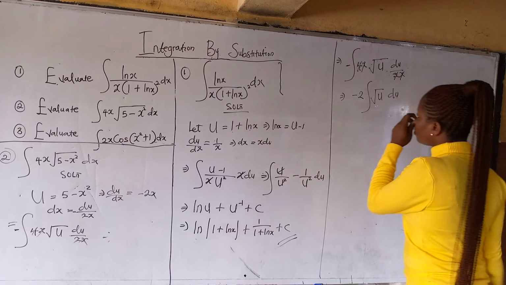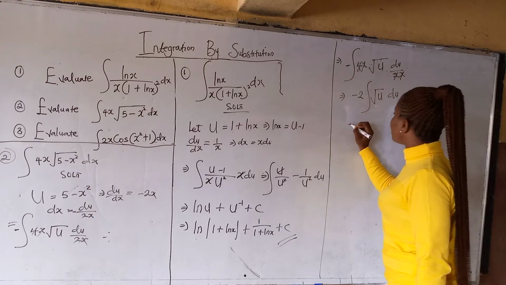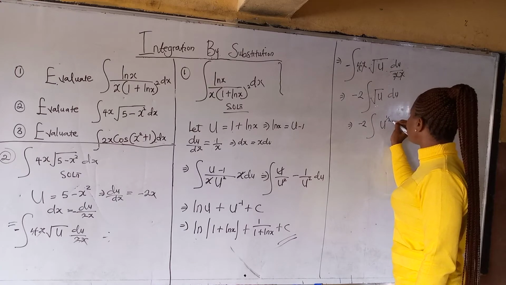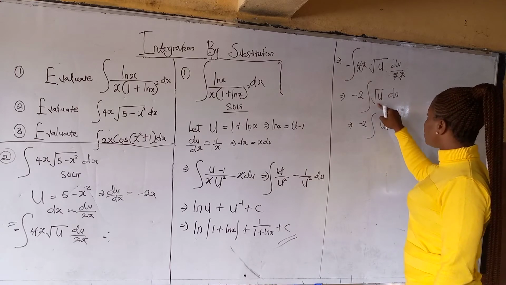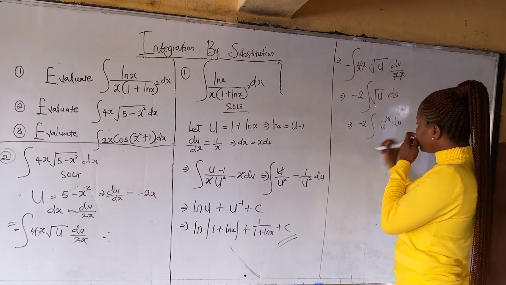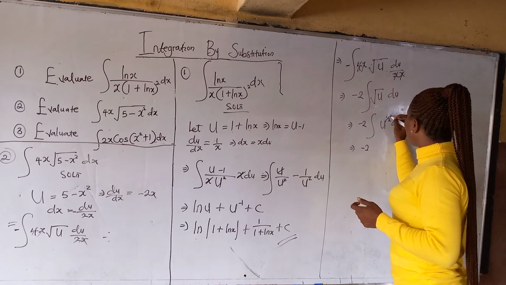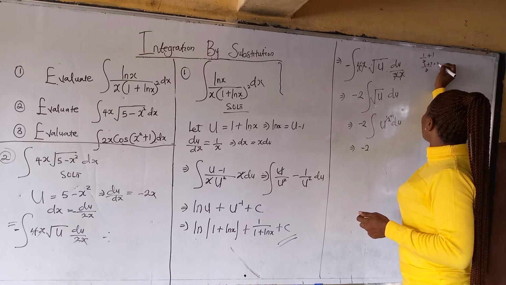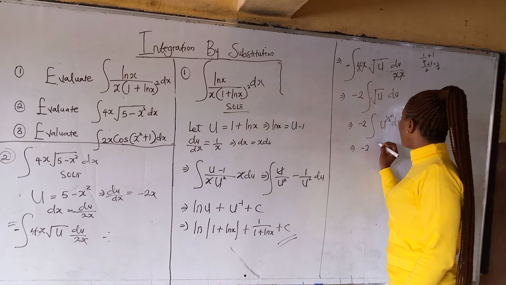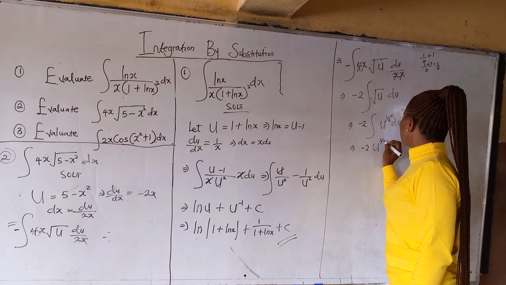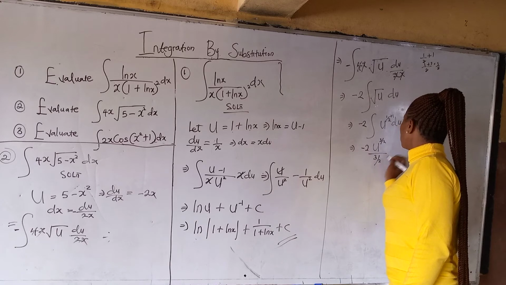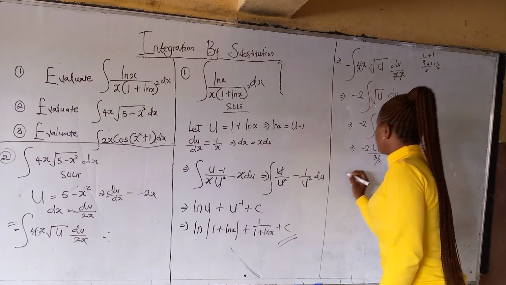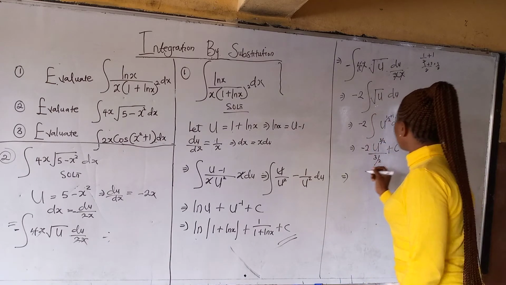Now this is what we are going to integrate. This can also be written as minus 2 integral of u raised to power 1 over 2 du. You know, 1 over 2 is the same thing as the square root. So if you are integrating this, you have minus 2, u to the power 1 over 2 plus 1. 1 plus 1, 2, we have 3 over 2. So that we have u to the 3 over 2 all over 3 over 2 plus C.